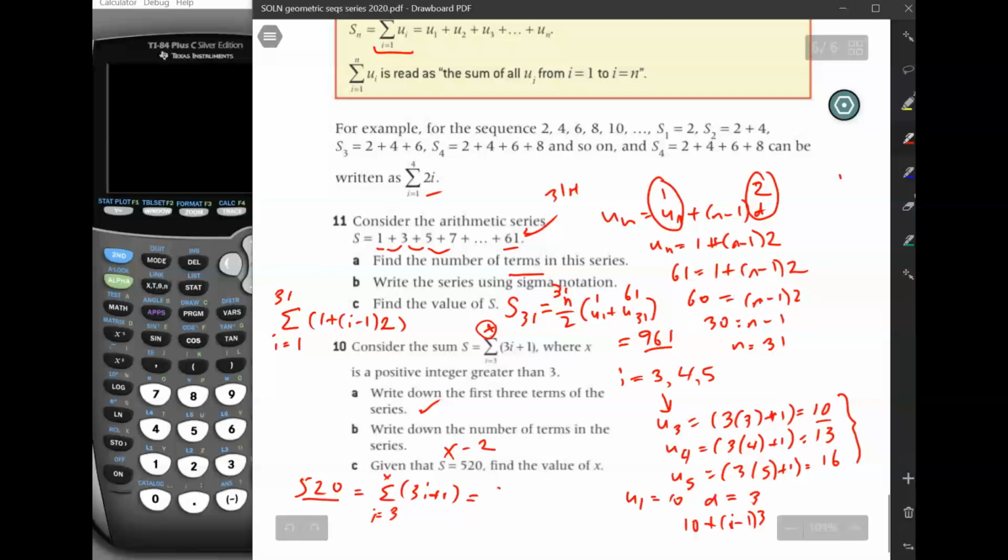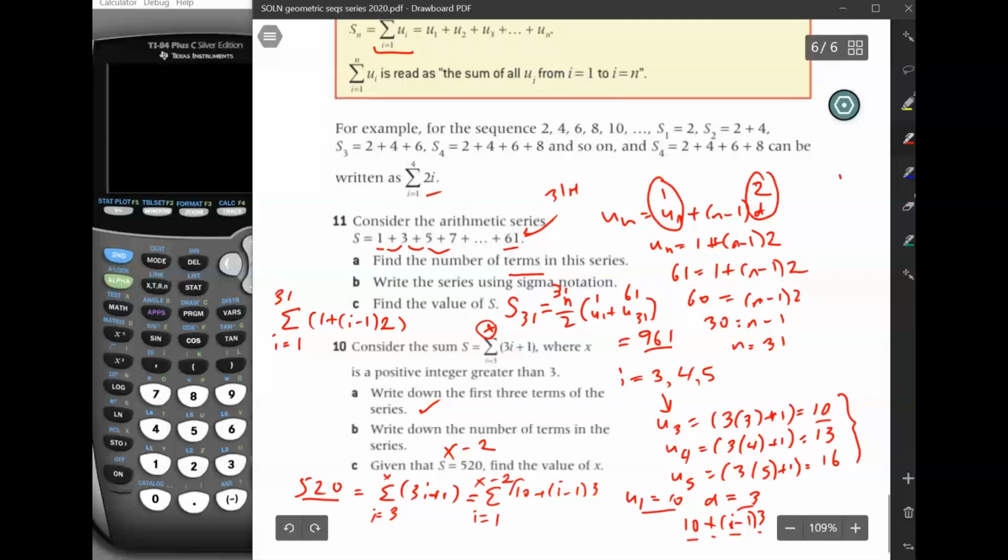And so if I do that, instead of i equals 3 to x, I'm going to put i equals 1. And then instead of 3i plus 1, I'm going to put u1 equals 10, d equals 3. I'm going to put 10 plus i minus 1 times 3 instead. And if I write it like this, then I can put, instead of x at the top, how many terms there are, which is x minus 2. So I'm going to put x minus 2 on top.